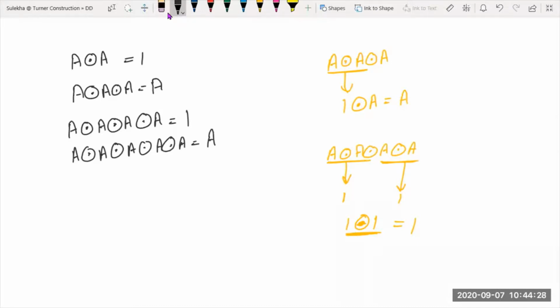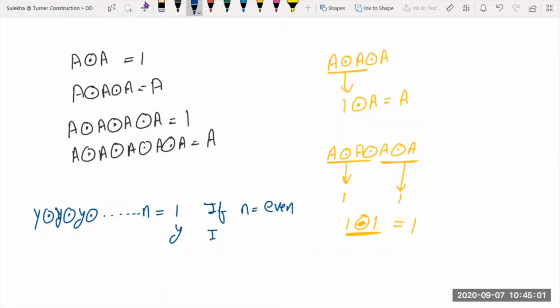So in general, I can write this in a way that if I am taking any expression y, and doing XNOR n times, then it can be 1 or it can be y itself. I'm getting 1 when n is even, and I'm getting y when n is odd. Okay, so these two things are there with the XNOR gate.